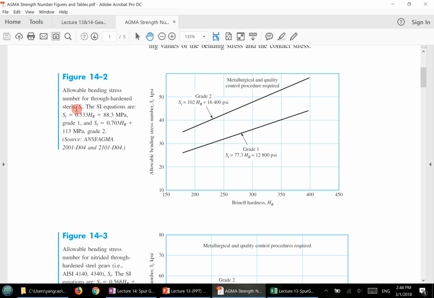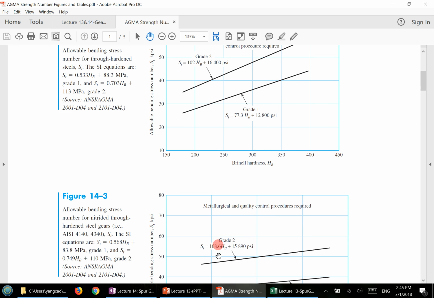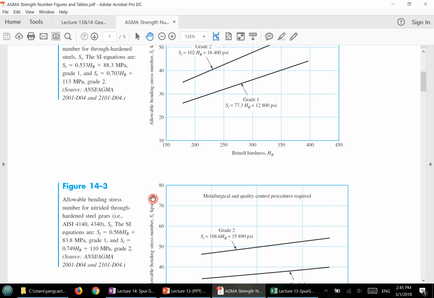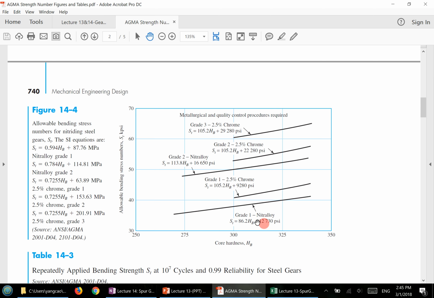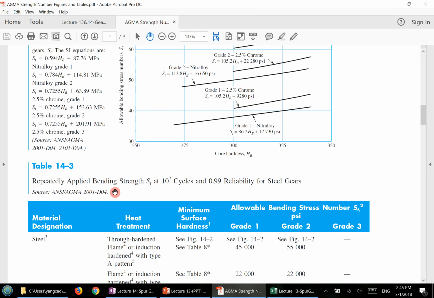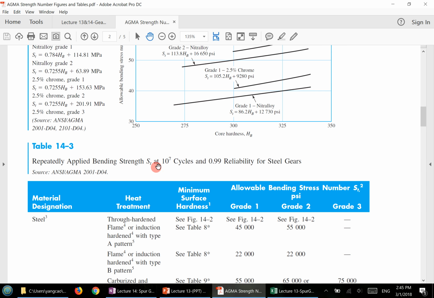That's how you do it. As a matter of fact, this is the one I restricted you to as one possible material for the gear in the course project. The other possible material is cast iron, I believe. If you choose that one, you'll get a slightly different value. And if you look at figure 14-4, it's still the allowable bending stress number, but for a different type of steel with alloy. Table 14-3 will also give you this bending stress number ST.